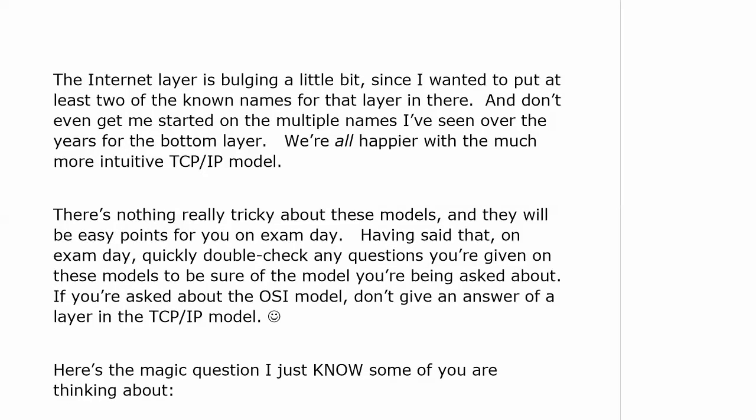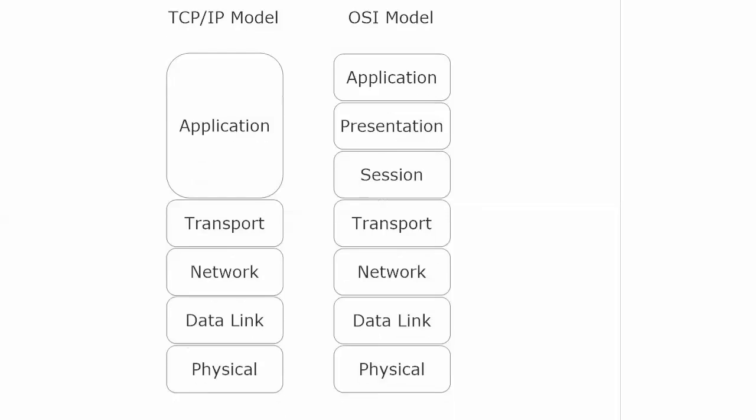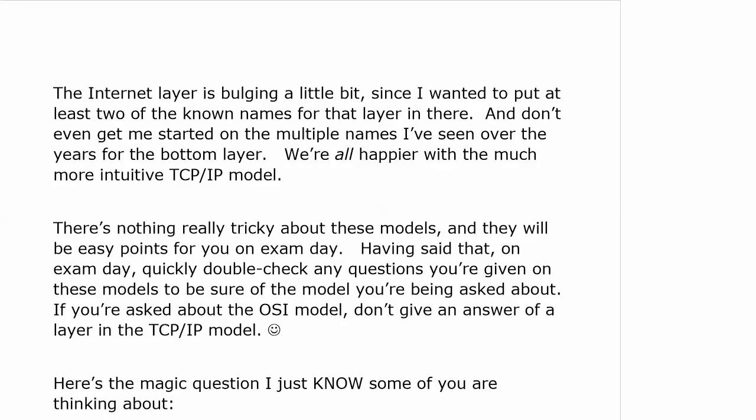Now, as you've seen, there's really nothing tricky about these models, and they're going to be easy points for you on exam day. Having said that, when you're asked questions on exam day about these models, be sure you give the answer according to the model you're being asked about. If you're asked about the OSI model, don't give an answer that corresponds to the TCP/IP model. Now, it would be fairly easy for it to be the same layer, because, as you see, the bottom 4 layers of each are really the same. But just watch this application layer for the TCP/IP model and how it maps to the top 3 in the OSI model. It's a good thing to keep an eye on.